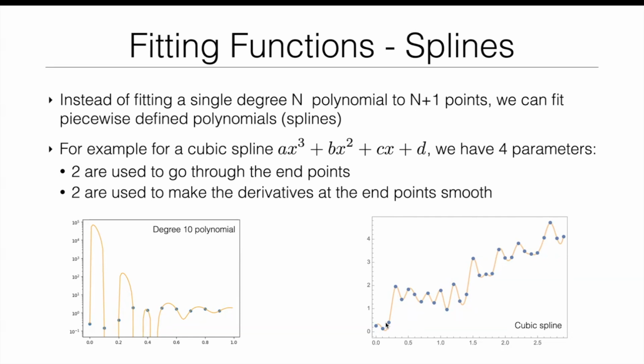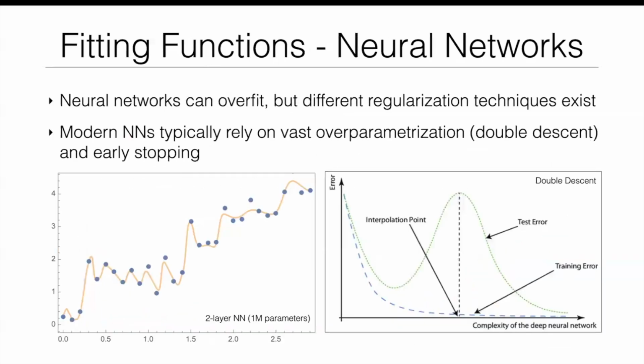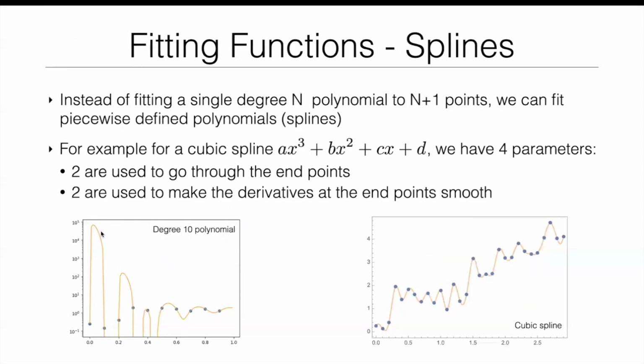Good. So let's contrast this now with a neural network. If I use a neural network, I can overfit. So I can run into this problem here that I'm essentially getting some oscillatory behavior, that my generalization error, meaning my error on unseen data, is large, but this can be prevented.